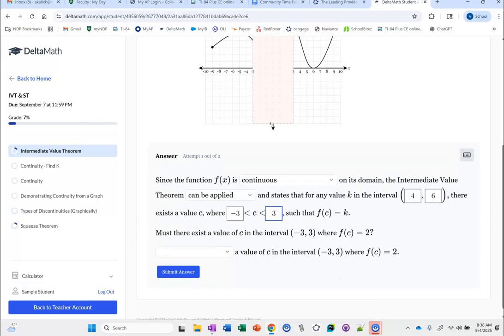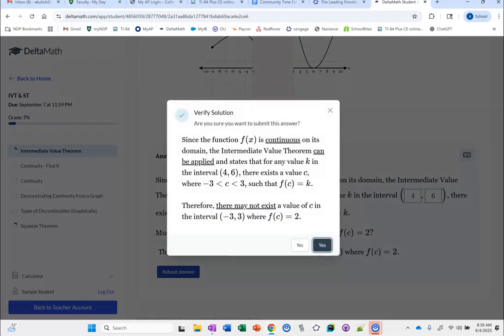Must there exist a value c on the interval -3 to 3 where f of c is equal to 2? So does 2 fit in between these? No. I don't know, it's possible that it goes down and then connects if it's continuous all the way through. It's still possible, but it doesn't mean that there must be. So I would say this one.